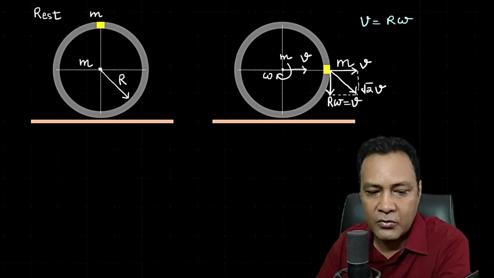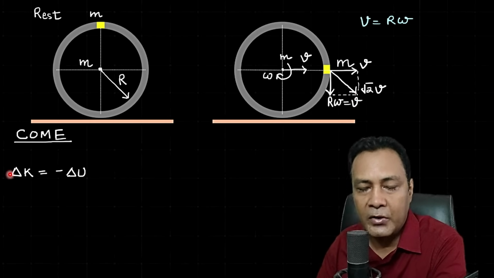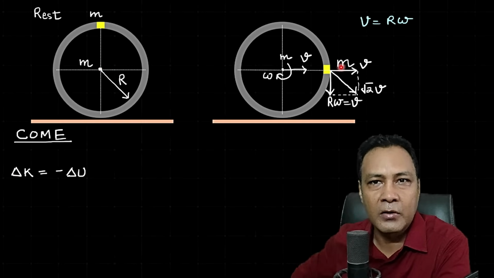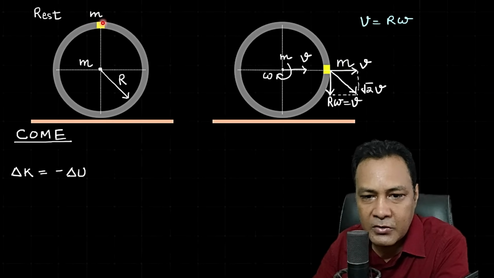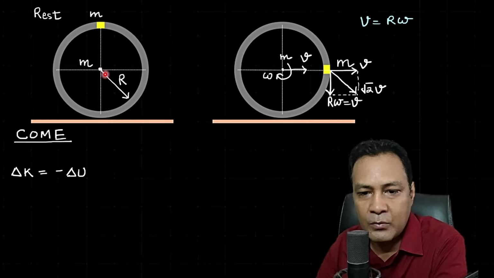So apply conservation of mechanical energy. Loss in potential energy is equal to gain in kinetic energy. The center of the ring moves on the same level, so its potential energy does not change. This mass has come down by a distance R, so its loss of potential energy is mgR.